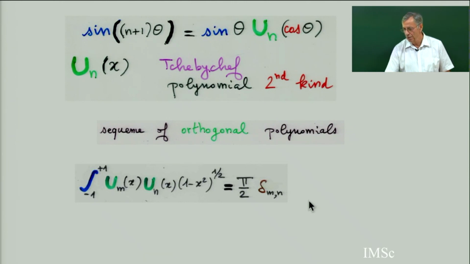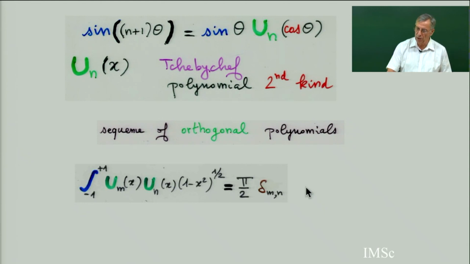It's orthogonal polynomials on the real numbers. Each polynomial is of degree n. The integral of the product is 0 if m is different from n, and the integral for m equal n is non-zero. Here it's a positive number.